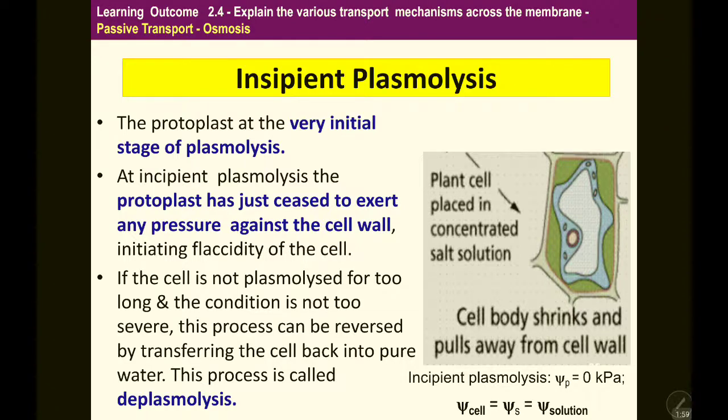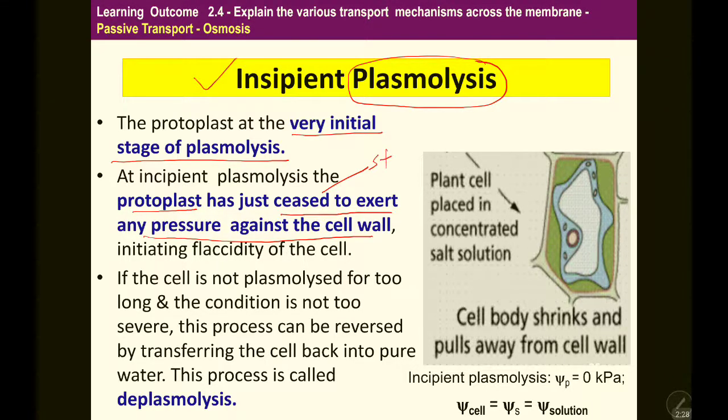While incipient plasmolysis means what? Plasmolysis just now means the protoplast shrinks away from the cell wall. Now incipient plasmolysis means a very initial stage of plasmolysis, just beginning plasmolysis. So for incipient plasmolysis, the protoplast just ceases to exert any pressure against the cell wall. Just stop. Okay, a very beginning stage of plasmolysis.